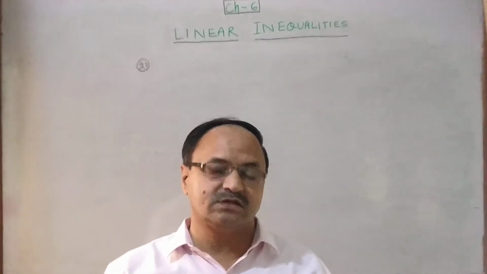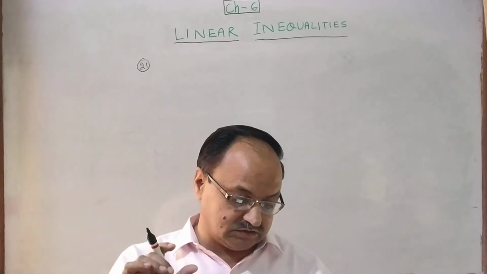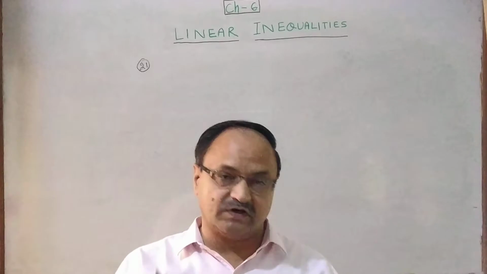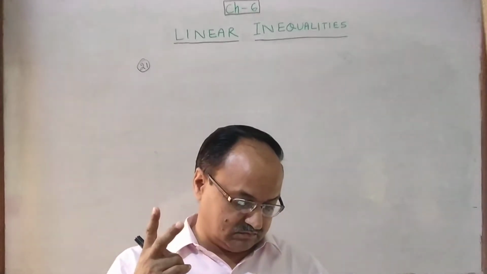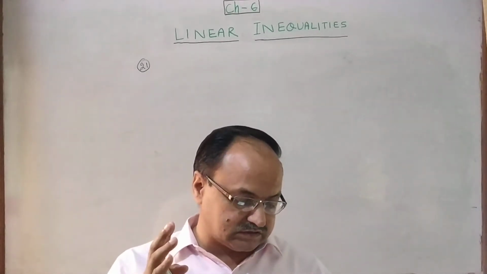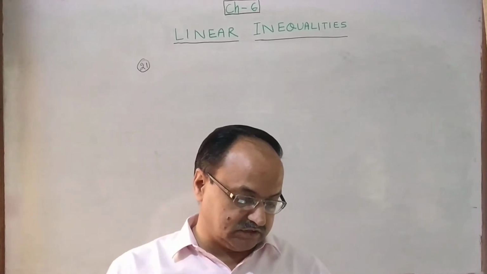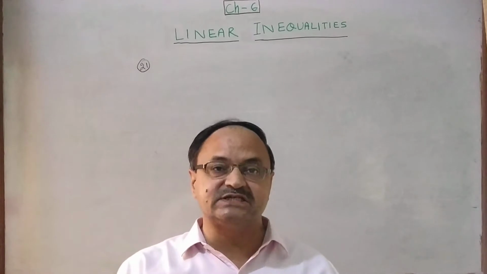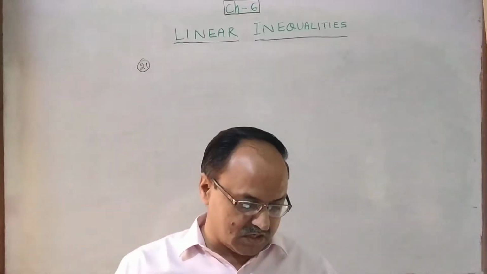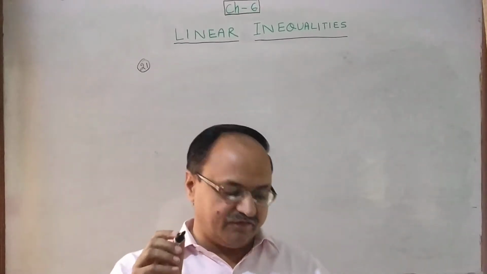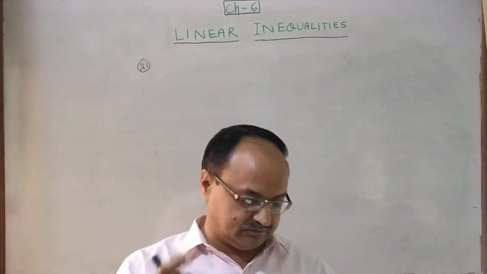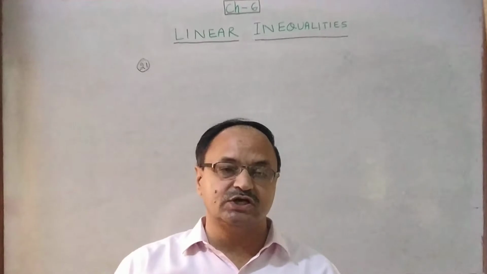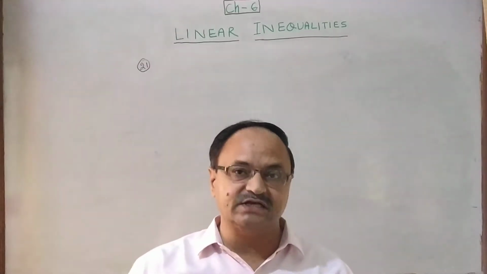The question is: Ravi obtained 70 and 75 marks in the first two unit tests. Find the minimum marks he should get in the third test to have an average of at least 60 marks. Clear?